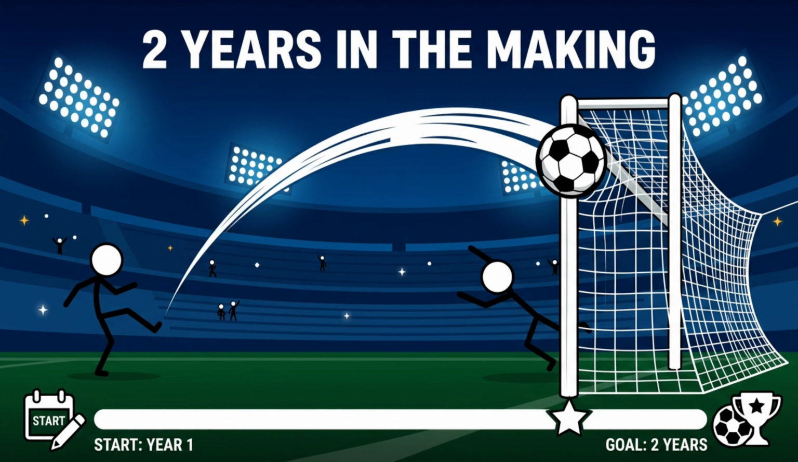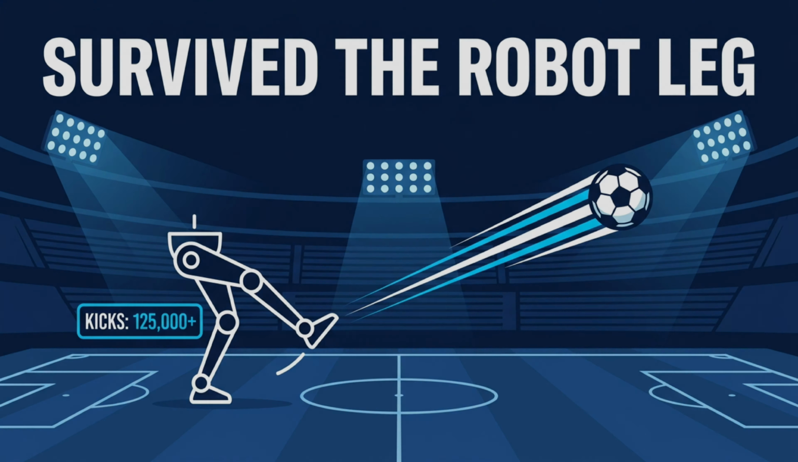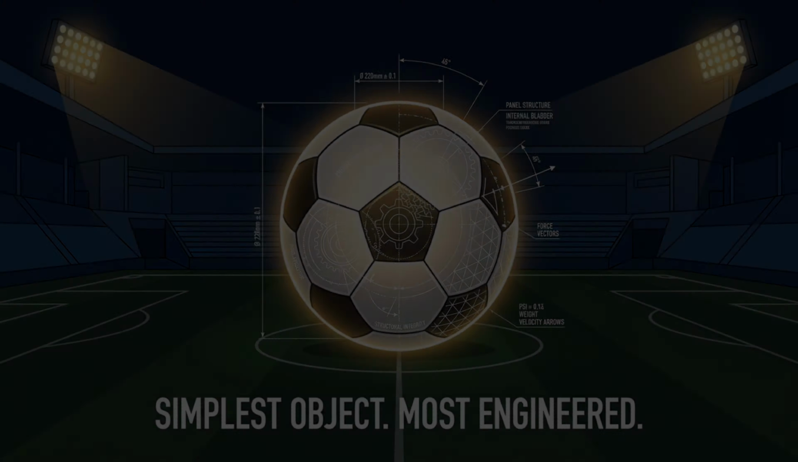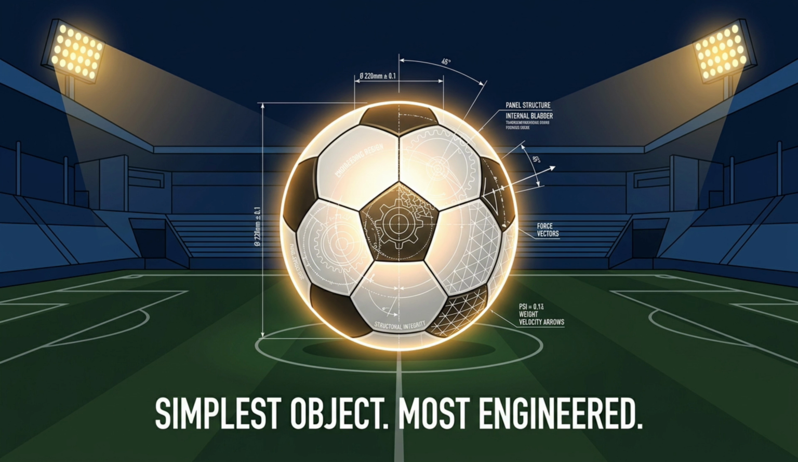Ending. So next time you watch a World Cup goal fly into the top corner, remember, that ball spent 2 years in development, survived wind tunnels, robot legs, and a redesign forced by furious goalkeepers just to behave predictably for 90 minutes. The simplest object on the pitch might honestly be the most engineered.